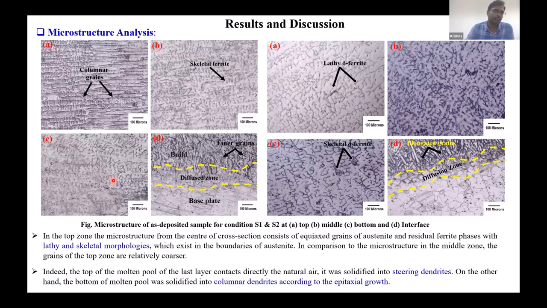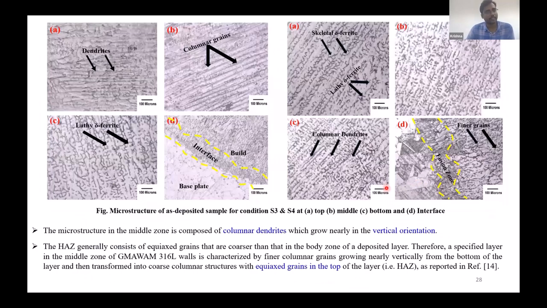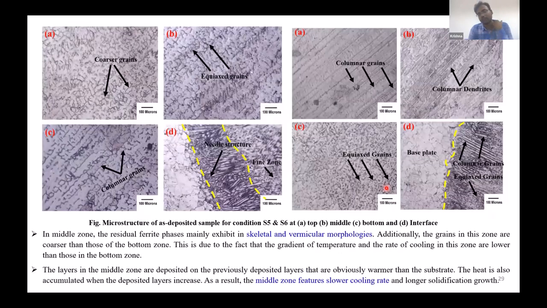And these are the conditions for another two specimens where a similar kind of observation is noticed. In the top layers we can see lacy delta ferrites or dendrites, and in the middle layers we are seeing columnar kinds of grains, and at the interface we can see some diffused grains and also some columnar dendrites. So these are the cases for different conditions in the needle structure, where at the interface some dendrites with needle structure can also be seen.